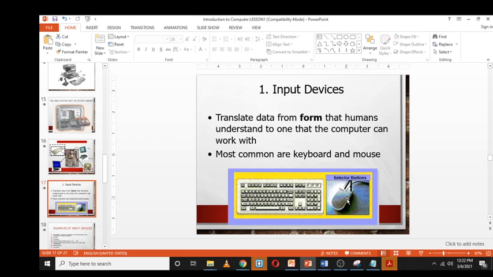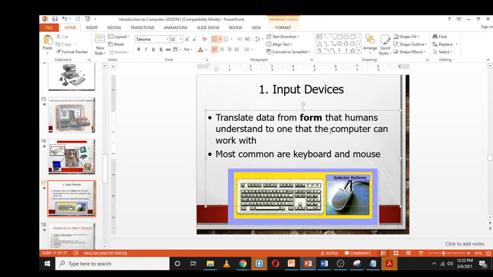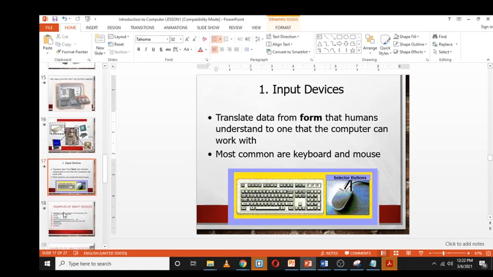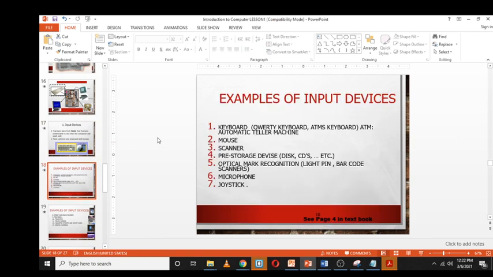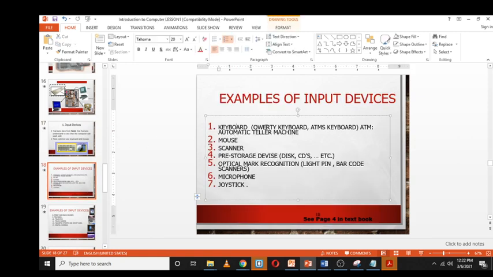The same applies to your mouse. Your mouse is also an input. I mean, your mouse is hardware, and the more you are moving it and clicking here or clicking right there, you are inputting as well. Okay, for example, of other input devices, we spoke about the keyboard, and of course the keyboard has all different types of keyboards.